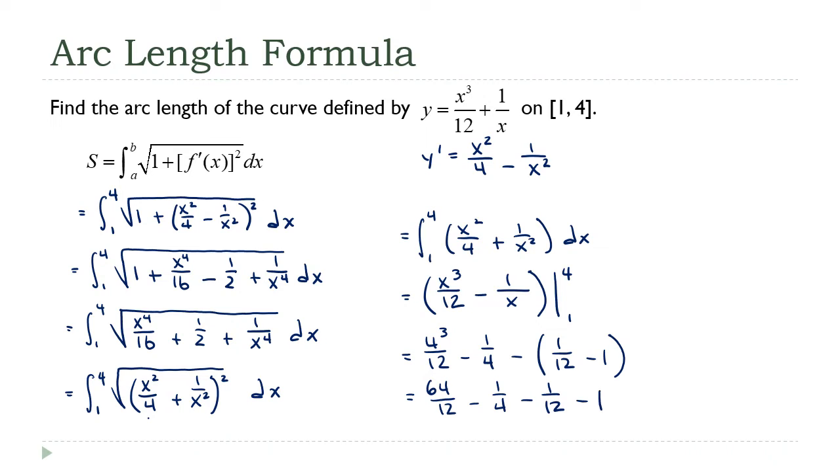And now I need some common denominators, which is why I didn't reduce that first fraction. This is 64 twelfths minus 3 twelfths minus, well, careful, there should be a plus 1 here when we distribute the negative sign, minus 1/12 plus 12 twelfths. Right, now I can put all these things together. This is 72 twelfths, which is 6. And there you go. There's our final value for the arc length of this curve between 1 and 4.